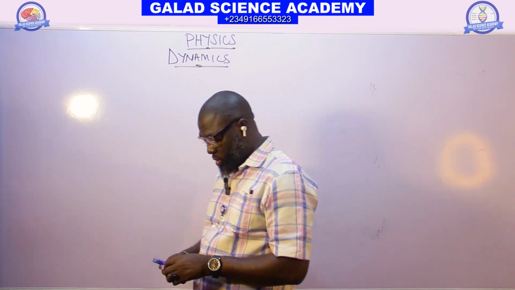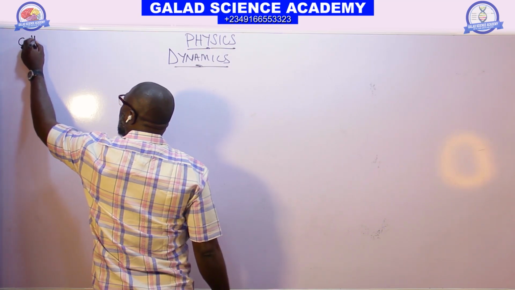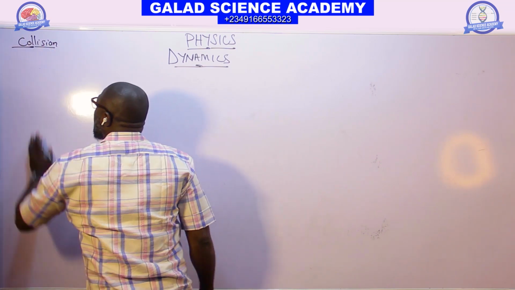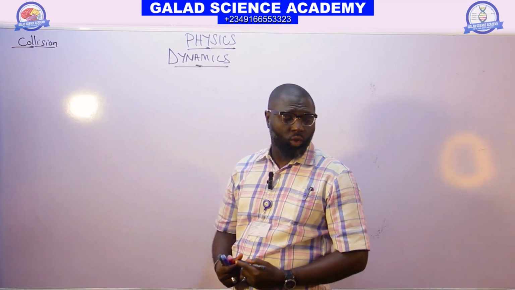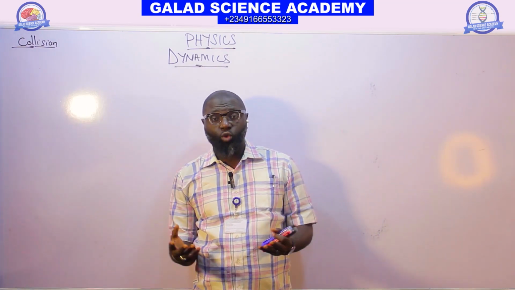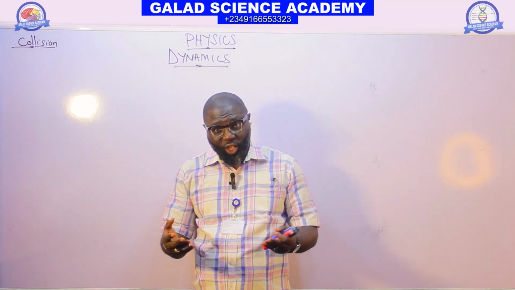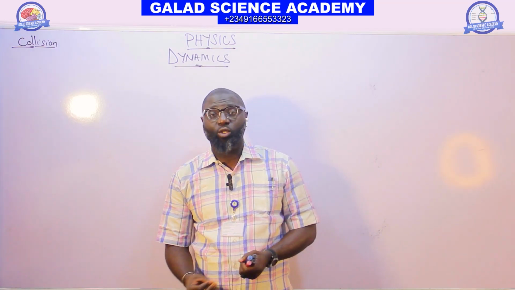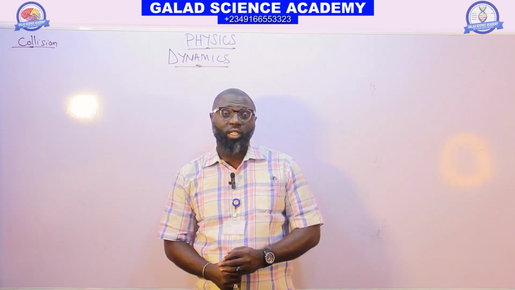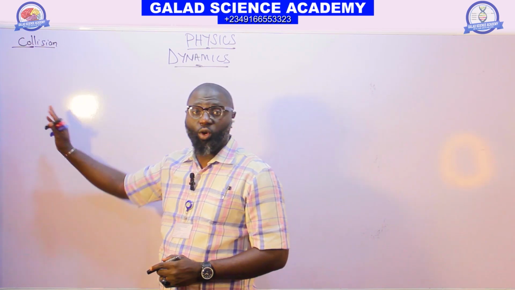Let us look at collision under dynamics. Collision occurs between two bodies in motion when they are in contact with each other within a short period of time. That is what collision is. Collision can exist in two forms, that is, there are two types of collision.